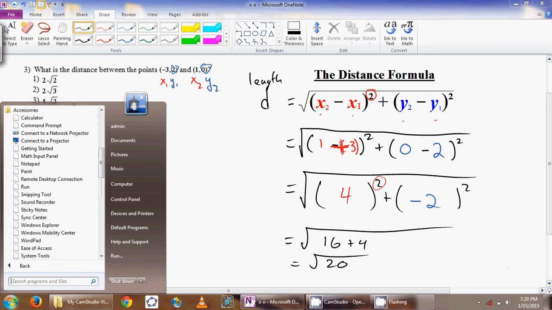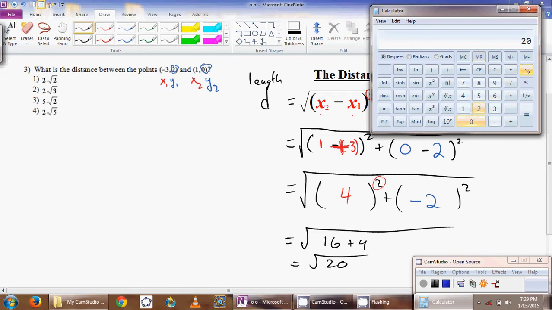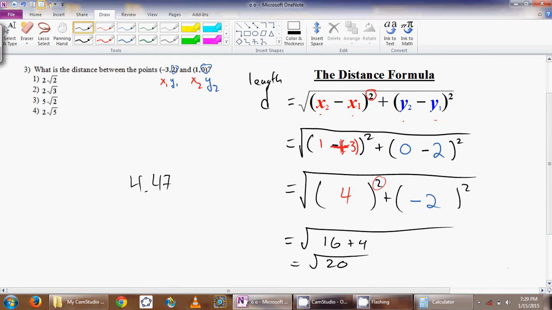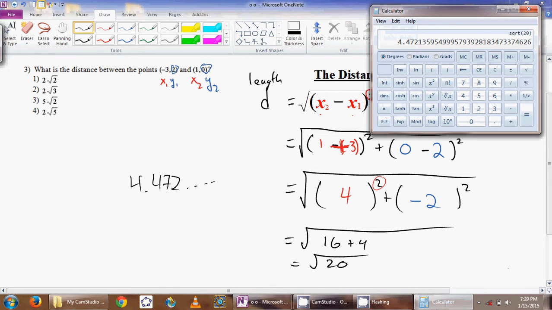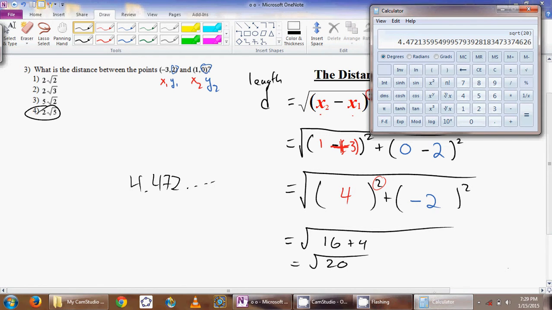Let me pull up my calculator. So I'm going to take 20 and do the square root, and that gives me 4.472, and so on. I know the answer. I know it's going to be number 4. I just want to show you, you could go through all of them and do that process, and it should match up fairly close. 2 radical 5 means it's the square root of 5 multiplied by 2. And that gives me my 4.472, right? That's one way you can check without knowing how to simplify radicals.